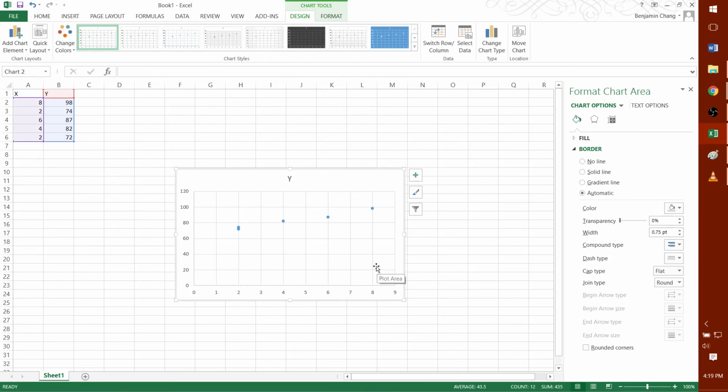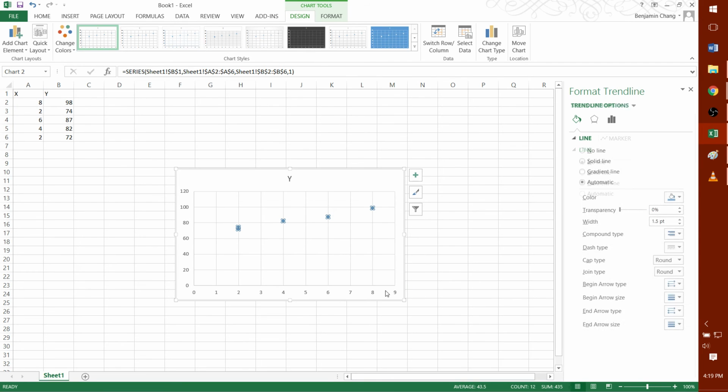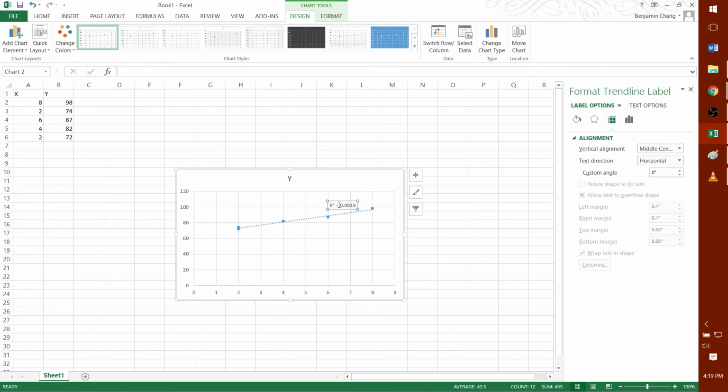Okay, so the next step is you're going to right click your data points, go to Add Trendline, and it's going to give you this trend line, which is the least squares regression line of these points, but we'll get into that in a different video. And make sure that on the right over here, under the Format Trendline options, you click on Display R squared value on chart. And there you have it. It's going to give us the R squared of this data of 0.9819.